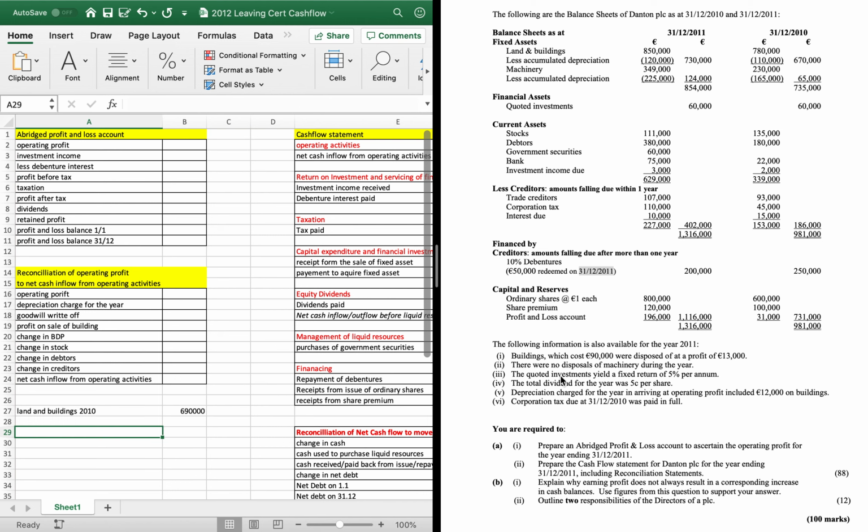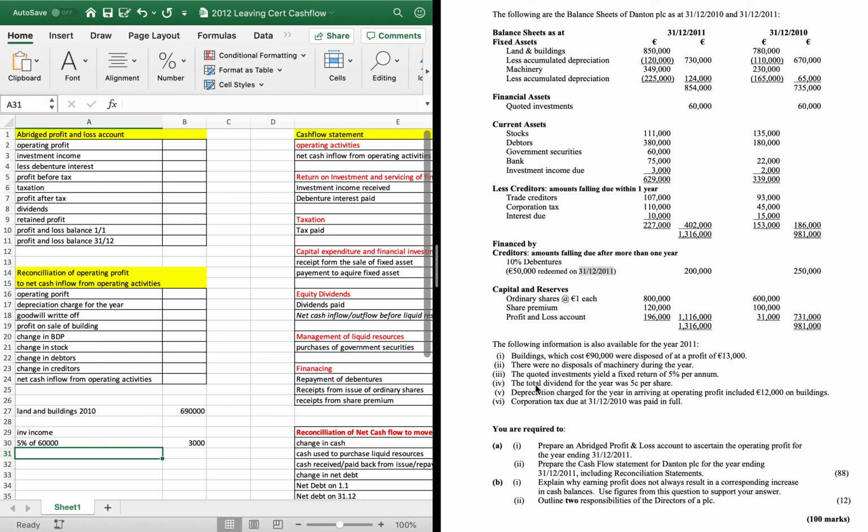The quoted investment yielded a fixed return of 5% per annum. So that's going to be our investment income. That's going to be 5% of investments, 60,000. You have them for a full year. There was no change in them. So 5% of 60,000 is 3,000. So we'll just make a note of that.